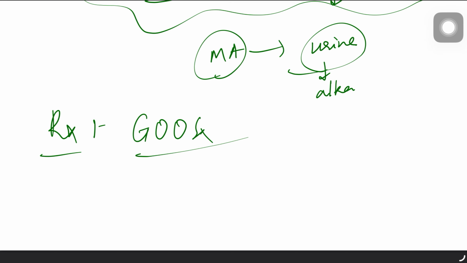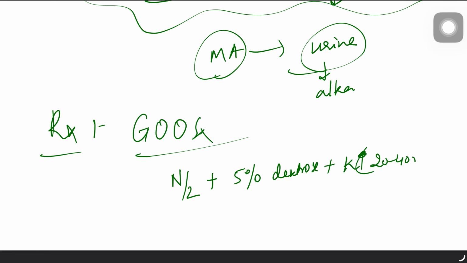You have to correct the fluid abnormality initially. For that you have to use N/2 saline, that is sodium, plus 5% dextrose plus potassium, around 20 to 40 milliequivalents. And note, we have to add potassium only if the kidney is functioning normally, because otherwise it will burden the kidney to eliminate potassium, and that will lead to hyperkalemic complications like arrhythmias, muscle weakness, etc. Okay, that's it.